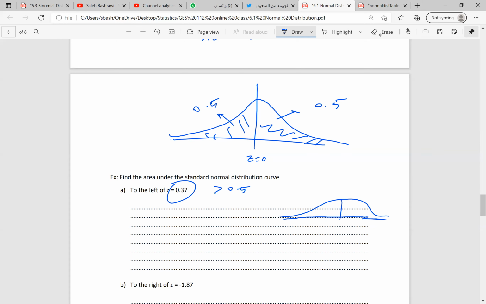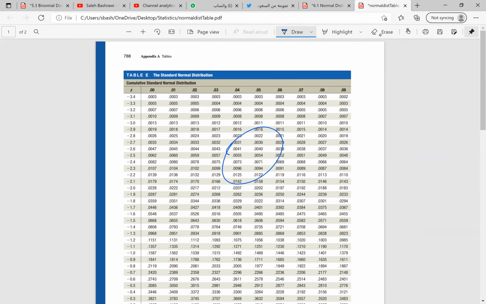Because z equal to 0 is in the middle. This is z equal to 0, and we are looking for z equal to 0.37, somewhere here. And to the left means I need to find this area, which is 0.5 plus this one. When you see to the left of z, go to the table and pick the value from there directly without doing anything.